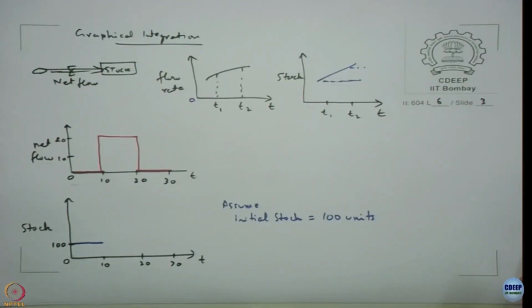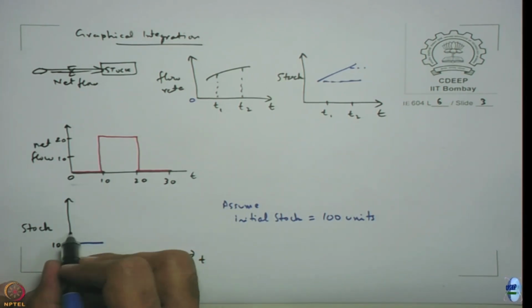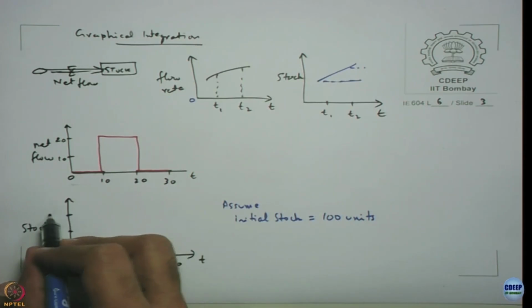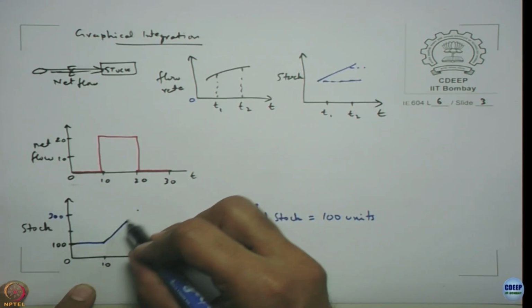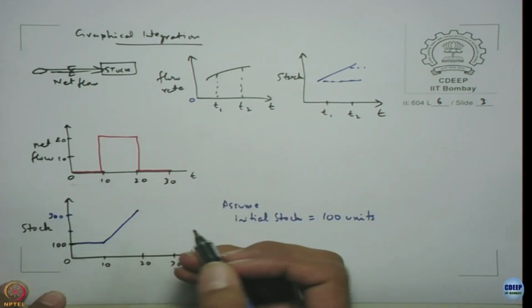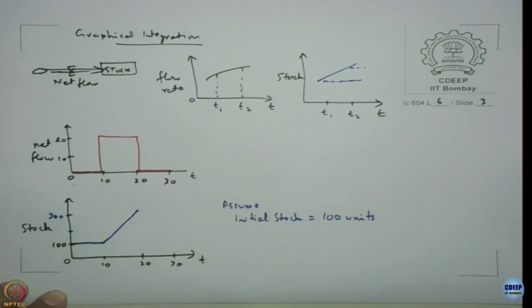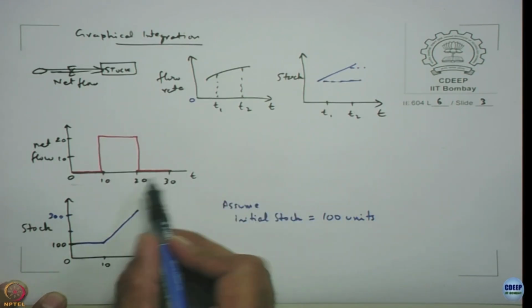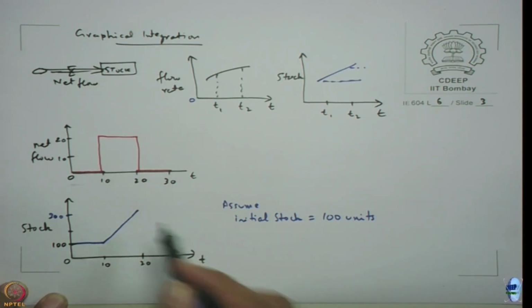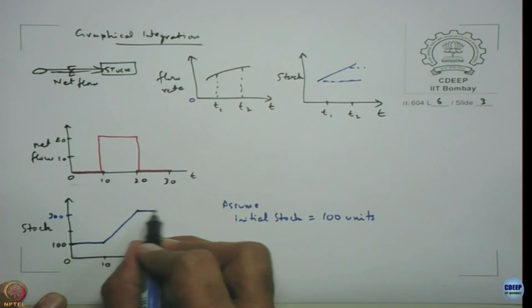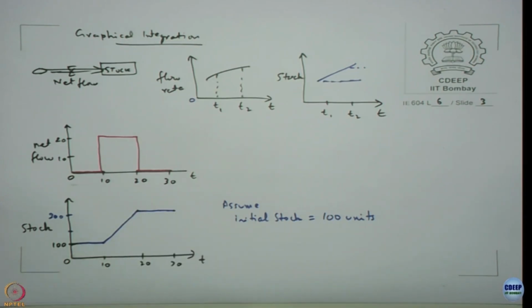What will be the maximum value of the stock? It's going to go up to 300, and after that, from time 20 to 30, the flow again falls to 0, but the stock remains unchanged. The stock does not fall to 0; the stock continues at 300.